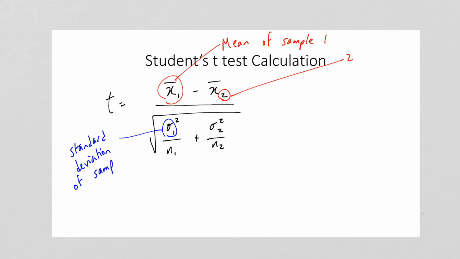You'll see in some textbooks it's written as an S instead of the Greek symbol. And then last but not least, this will be the number. Wow, I cannot write. Number of data points in sample 1. And then these would be the same just for sample 2.